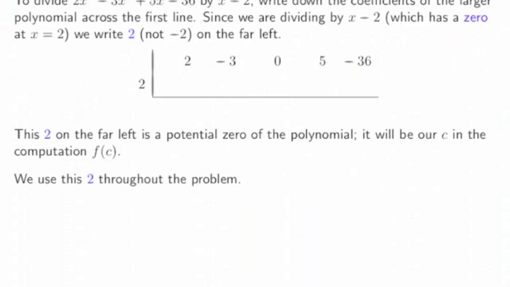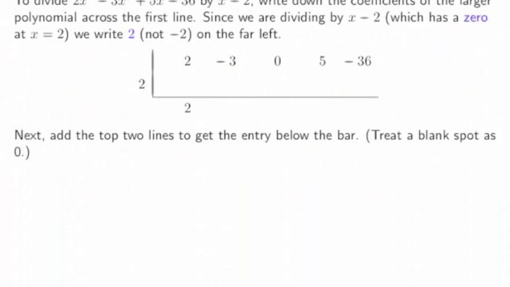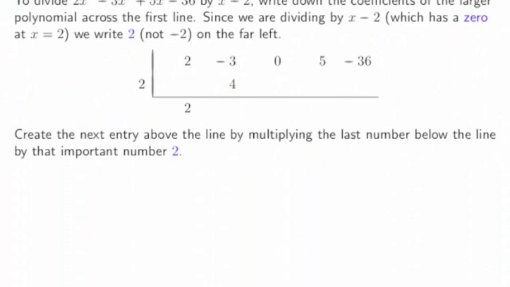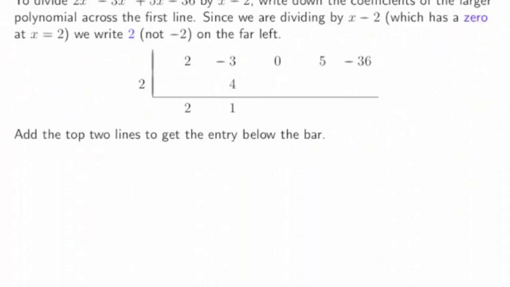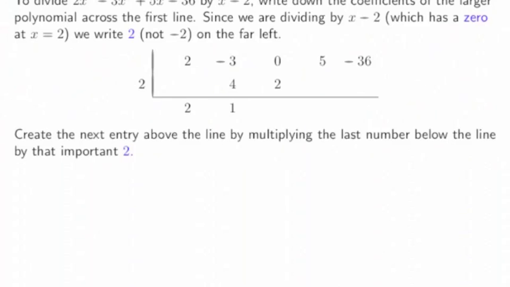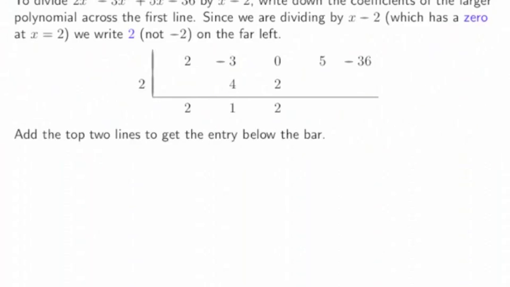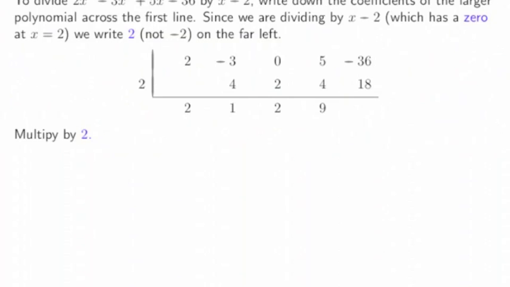Now, we use this 2 throughout the problem. First off, we're going to add the two rows. At the moment, one row is empty, so treat a blank spot as a 0. So I pull down a 2. Then I take that 2 and multiply it by the 2 on the left to get 4. Add minus 3 and 4 to get 1. Take that 1 and multiply on the far left by that 2 to get a 2. Add the 0 and the 2. Multiply, add, multiply, add.